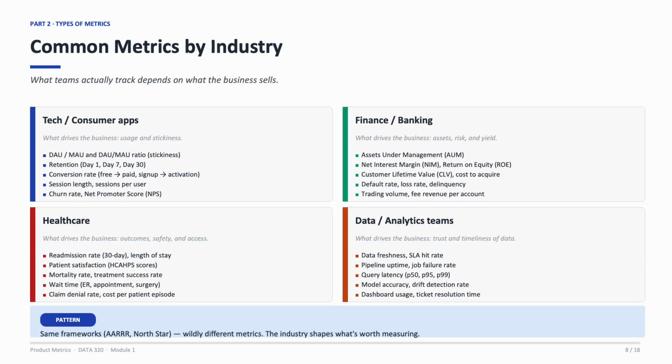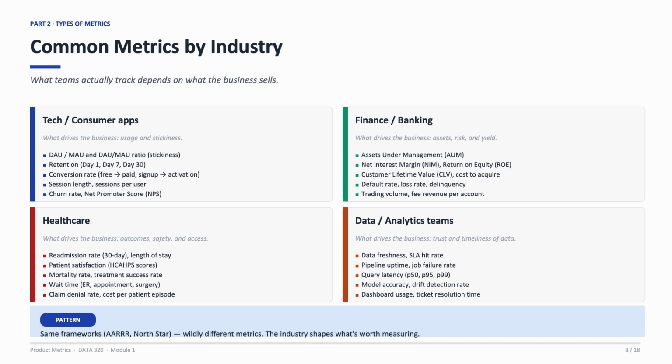Okay, so now I would like to show you some common metrics by industry. Often students think that metrics means tech company metrics, but every industry has its own metrics vocabulary tied to what actually drives that business. For example, in tech, the business is built on usage and stickiness. So you see daily active users, monthly active users, retention curves, conversion rate, net promoter score, churn, etc.